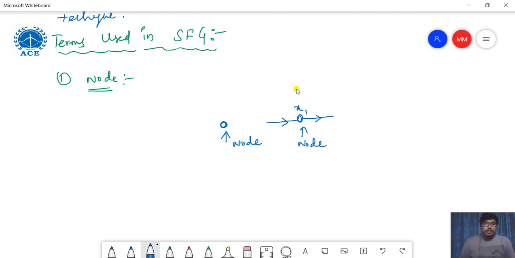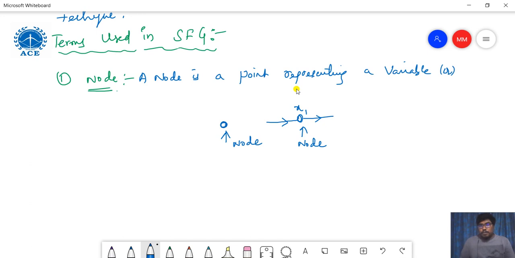So what is the definition? A node is a point representing a variable or signal, a variable or a signal, simply. So this is the representation of a node.